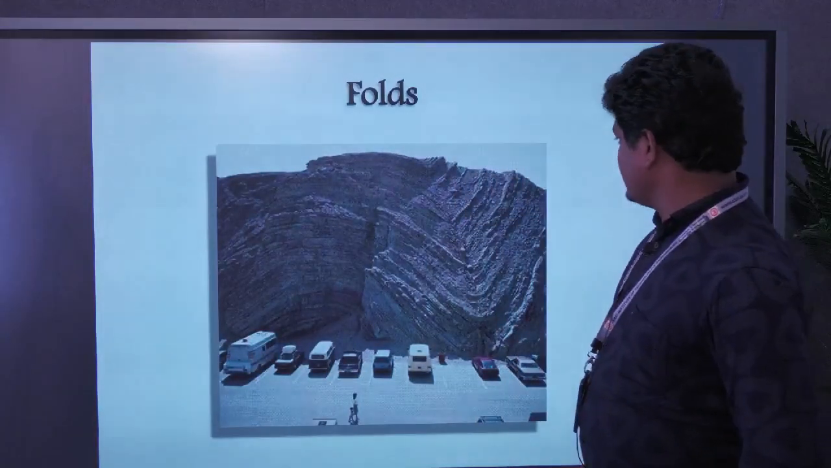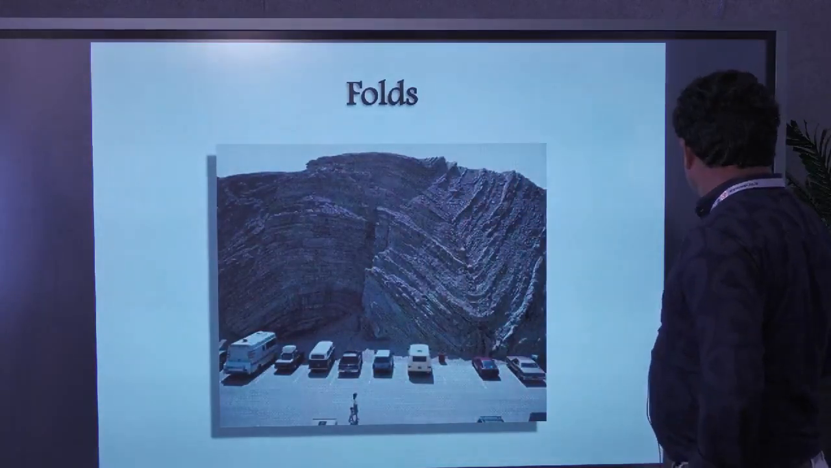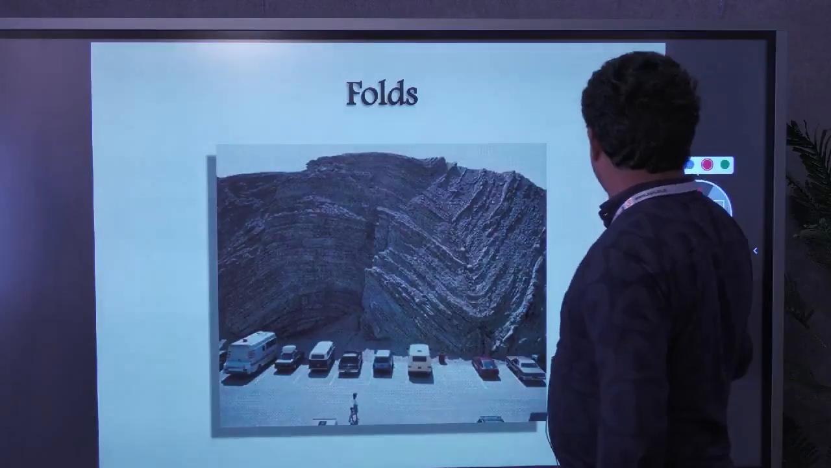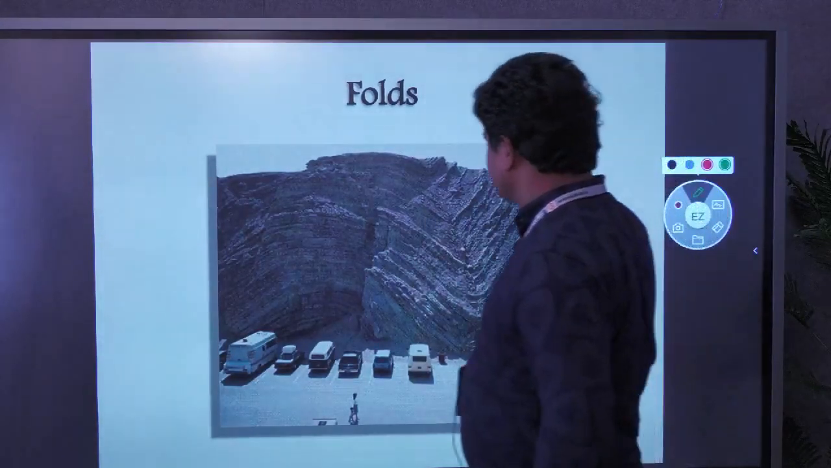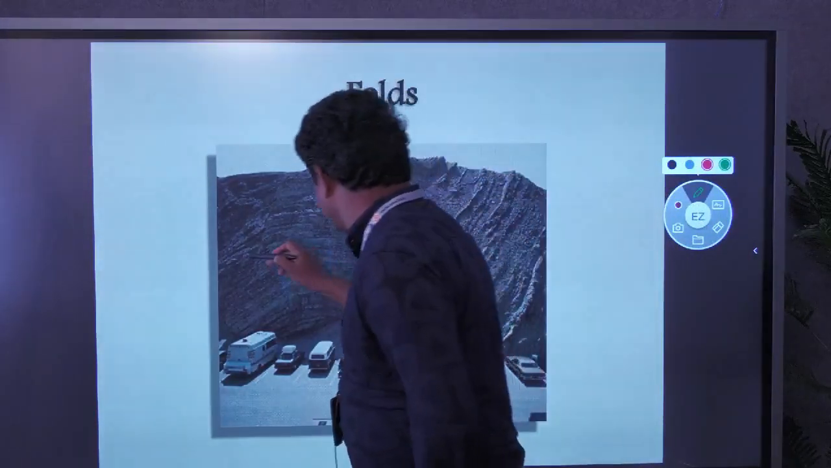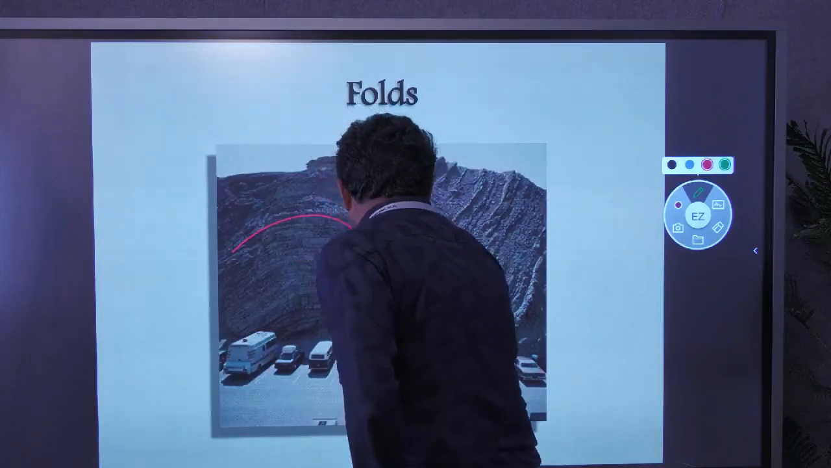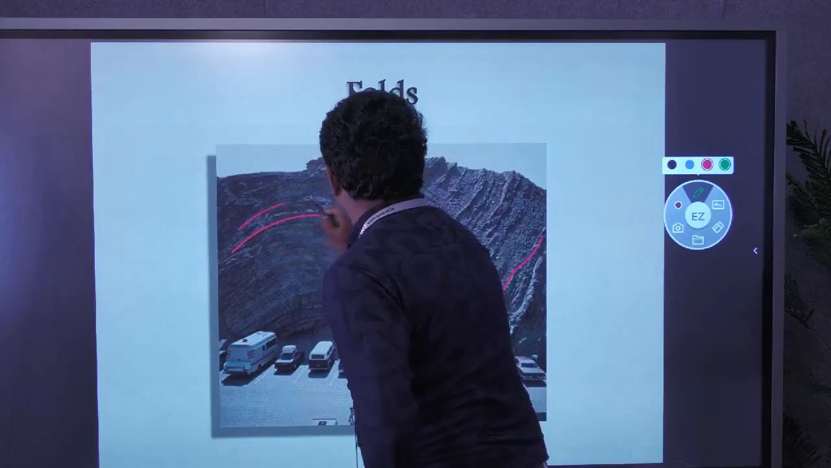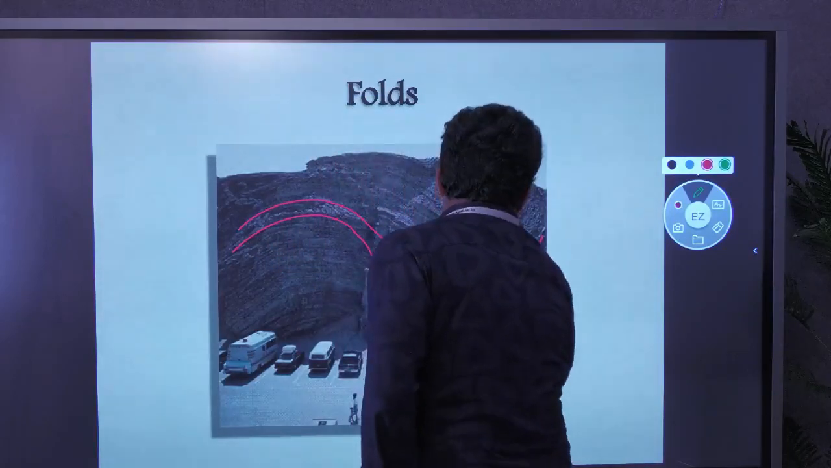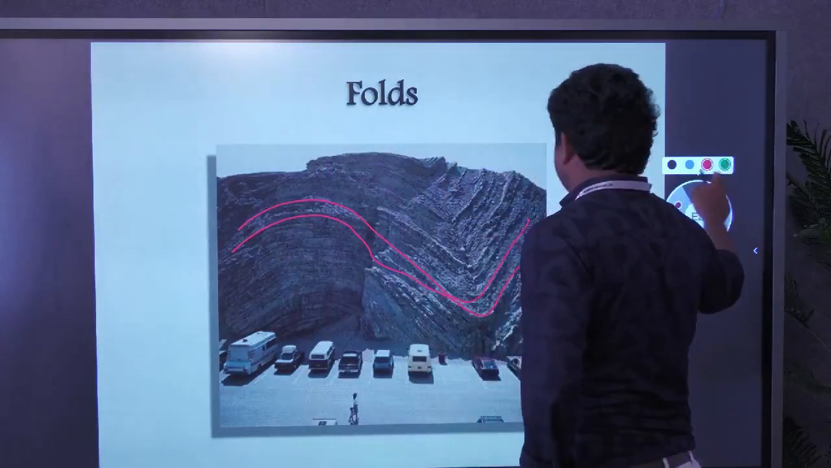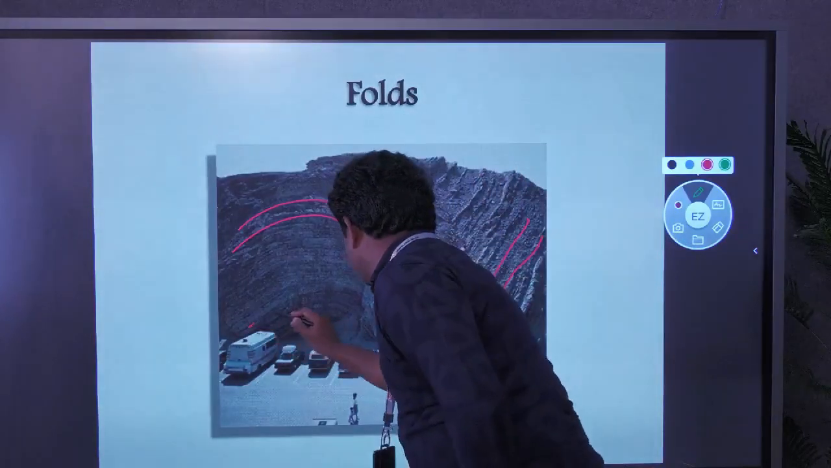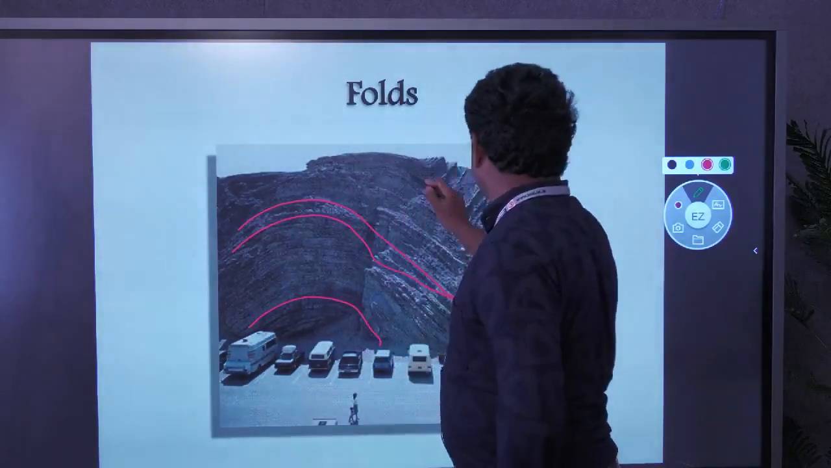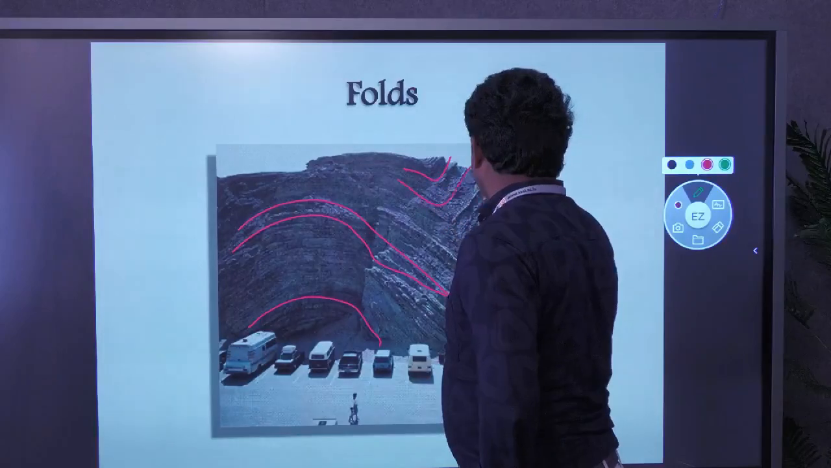This is showing the fold and fault. See the beauty of geology. If you look at it, the rock masses show different types of layers. You are able to see them. So this is the concave side, and this is the convex side.